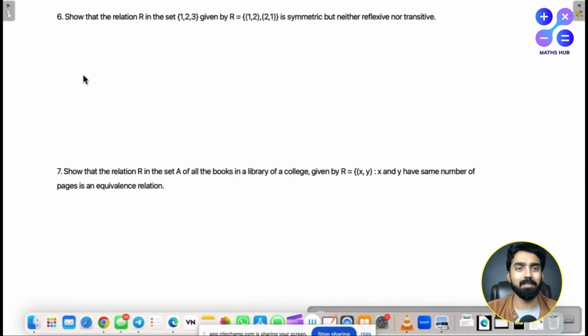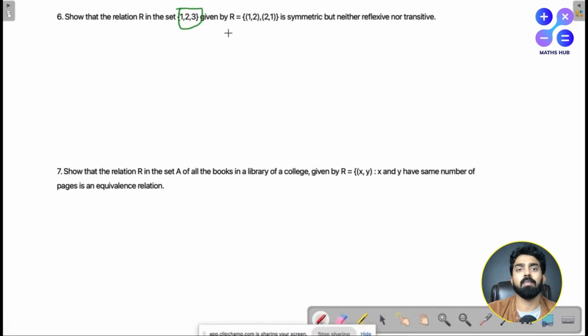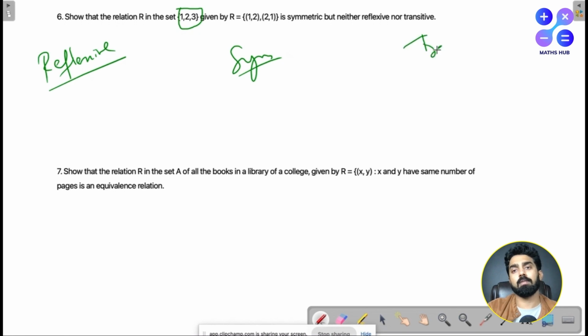Okay, let's look at question number 6. Show that the relation R in the set {1, 2, 3}, we have only 3 numbers in the set, given by R equals {(1, 2), (2, 1)}, is symmetric, but neither reflexive nor transitive. Right. So the usual drill. So we're going to write reflexive, symmetric, or transitive.